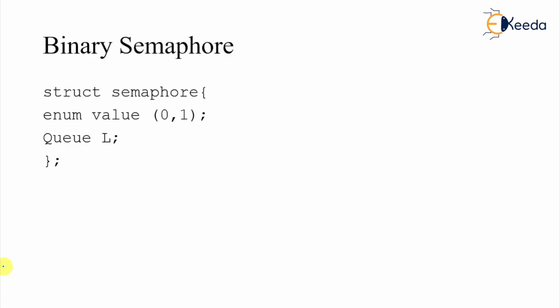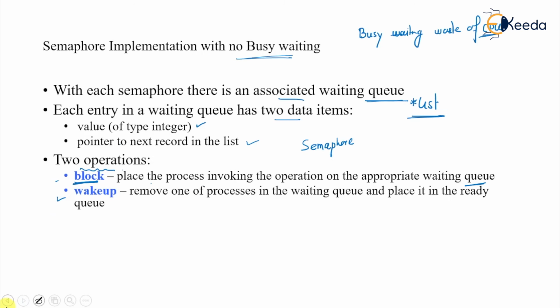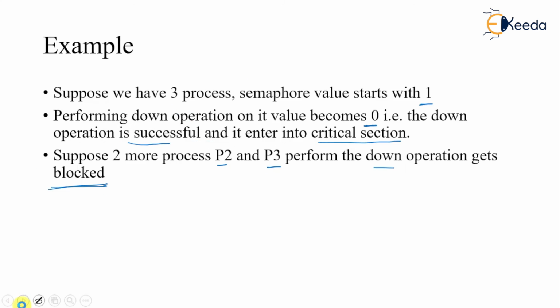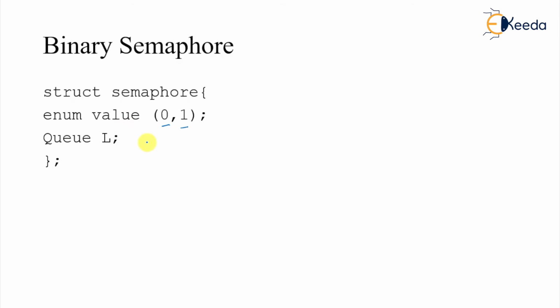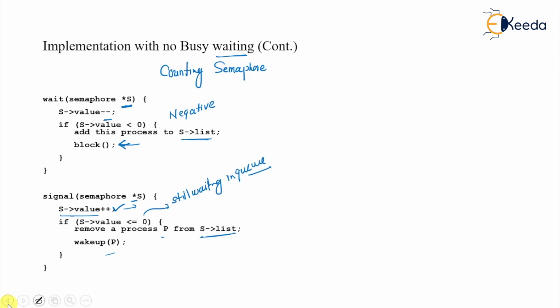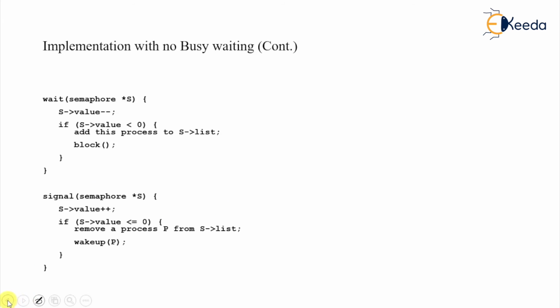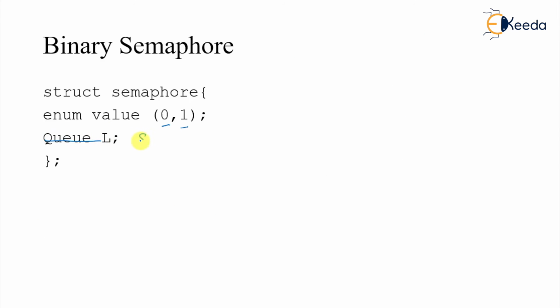The last variation here is the binary semaphore, where it will take the value from 0 and 1, and there is still a queue list. We have already seen the data structure, and rather than writing QL, I will write here struct process list, a pointer to a process list. I'll just write this notation, that will be better.